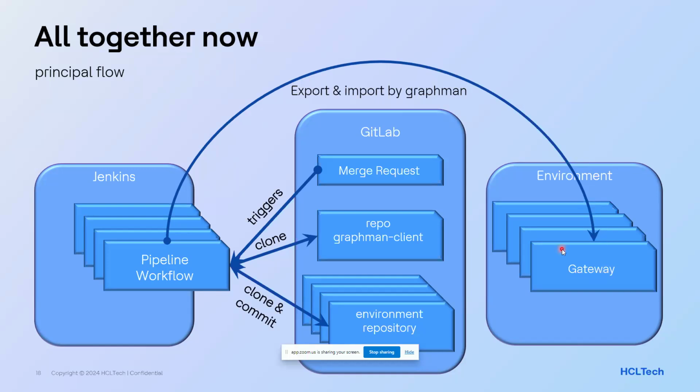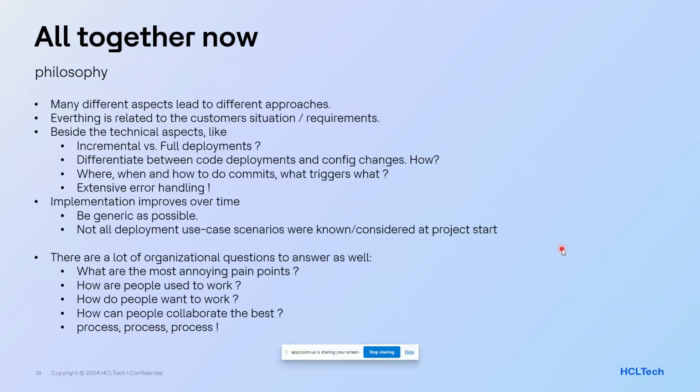My last slide, be happy. Philosophy: it's all dependent on what the customer's requirements are, as always in these kinds of projects. But to me, it's important to understand it's not only the technical side of things you have to think about. There are a lot of organizational changes. You need to find answers to what the most annoying pain points are. How are people used to working? How do they want to work with each other? And how can people collaborate best? At the end, you need to define the processes. How do you want to work? Yeah, that's it, more or less, from my side.